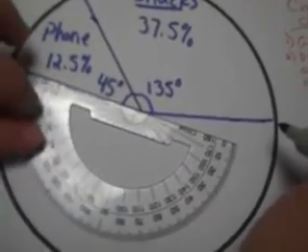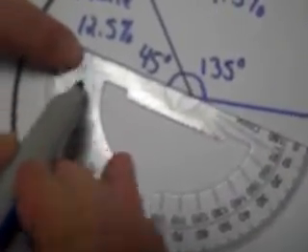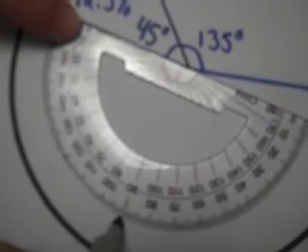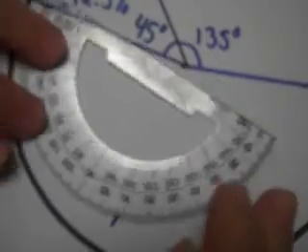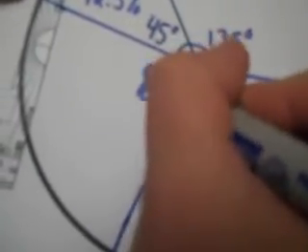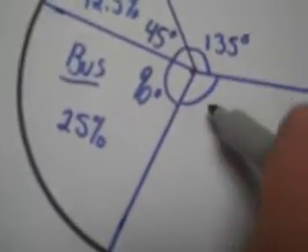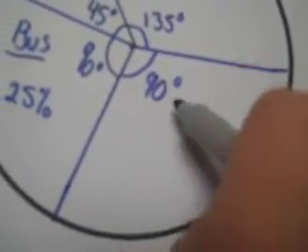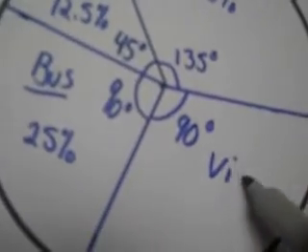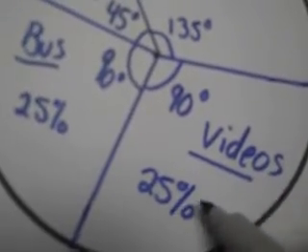We're going to place the straight edge of the protractor, lining up the 0 with the last side that we just drew. Mark off 90 degrees. Remove the protractor, connecting the center point to that tick mark. And this should be 90 degrees. Now we know this is the bus, and we know it's 25% of the circle. And then the last portion should be 90 degrees also. It's for videos, and write the percent, 25%.